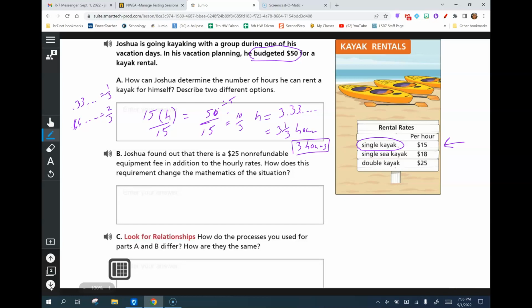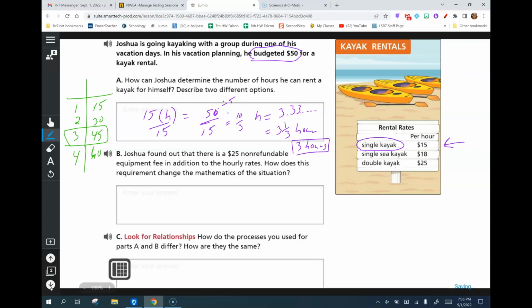How can he describe 2 different options? So here's one. I set up an equation. The other option would be that we could say, okay, well, I can go and I can say for 1 hour, it costs me $15. 2 hours, I'm up to $30. 3 hours, I'm up to $45. 4 hours, I'm past that. I'm past $50, so that's going to be 60. I only have $50, so I could have made a table. So I could do that also.